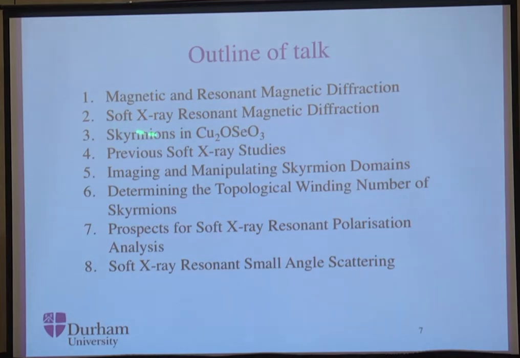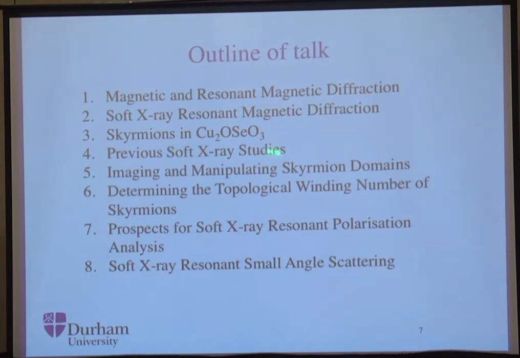I'll then describe skyrmions in copper oxyselenite, which of course we've heard about both at this conference and elsewhere. And copper oxyselenite is a unique compound in the B20 system. It still has the same space group as MnSi and FeGe, but of course its crystal structure is far more complicated, it's an insulator and multiferroic, so it has different transport properties.